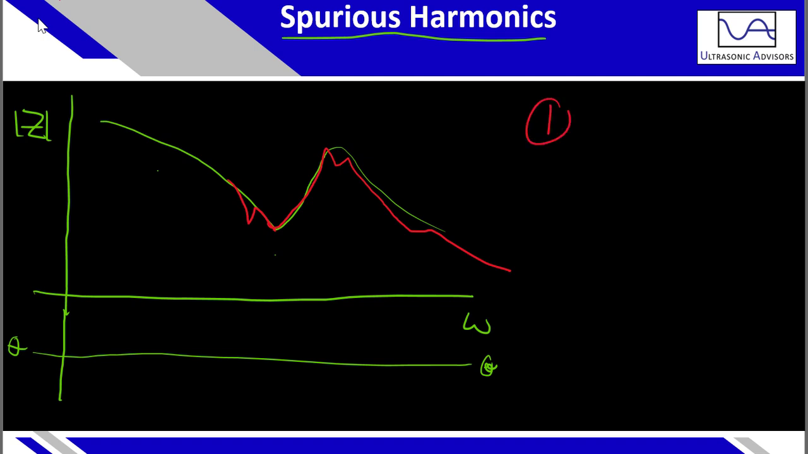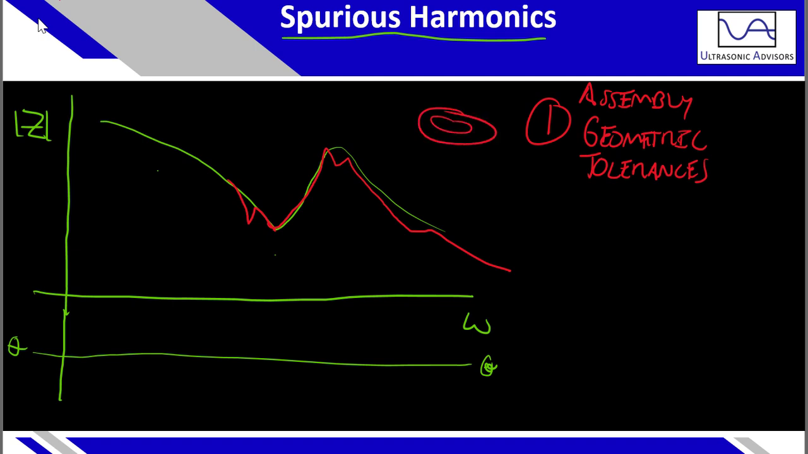The first cause of them is, well, if you have an assembly, let's talk about an assembly, geometric tolerances. So you have slight mismatch. Let's say you have a circle, a disc, and you have a piezo bonded to it. The mismatch in those geometrical tolerances. Then there's also assembly defects, like there's better bonding in one area versus another.